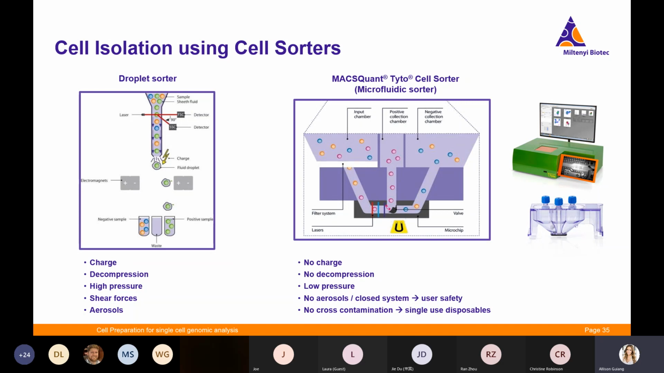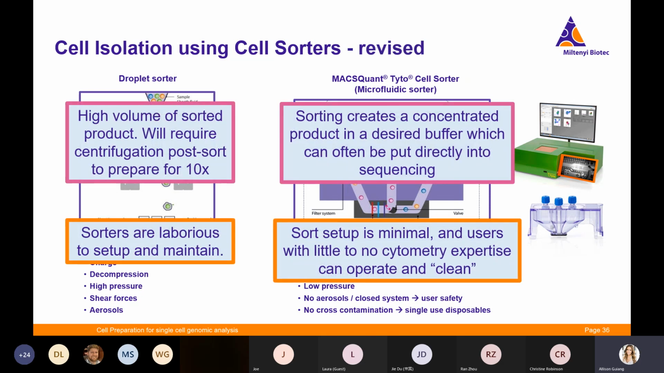And really the benefits, especially talking about how it relates to single cell sequencing, and the comparison: with a traditional droplet cell sorter, you have a high volume of sorted product, and it definitely requires a centrifugation step post-sort to prepare for 10x. Also, sometimes they can be laborious to set up and maintain, depending on your expertise with the system. But with the Tito, the sorting creates a concentrated product in whatever buffer you want to use, which can often be put directly into sequencing. That's one of the highlights of this instrument in regards to single cell sequencing: it concentrates your sample, and you can also sort in the buffer of your choice.